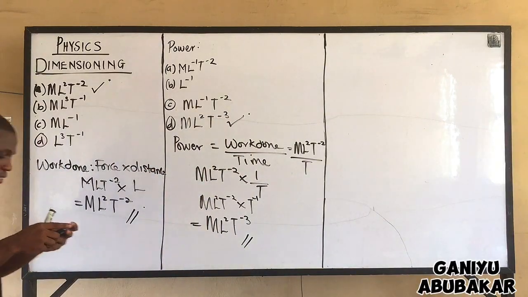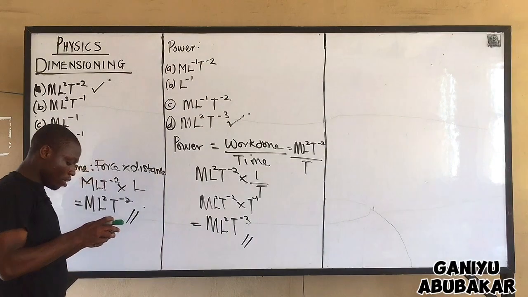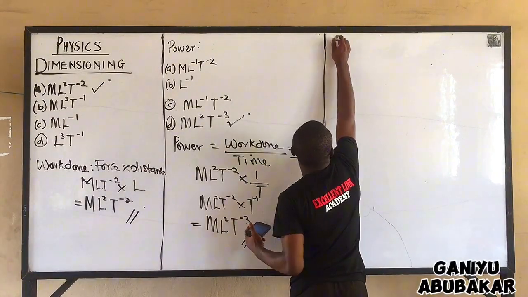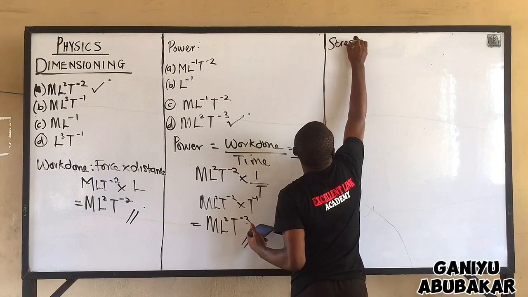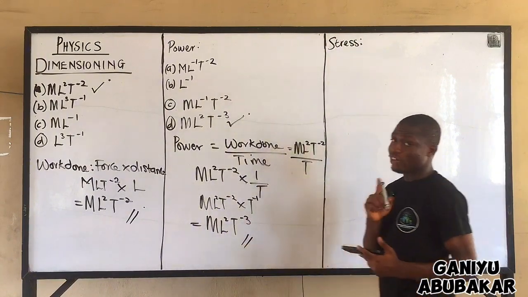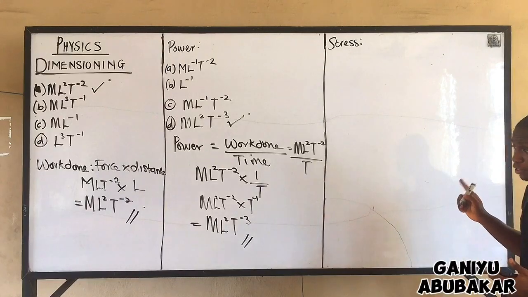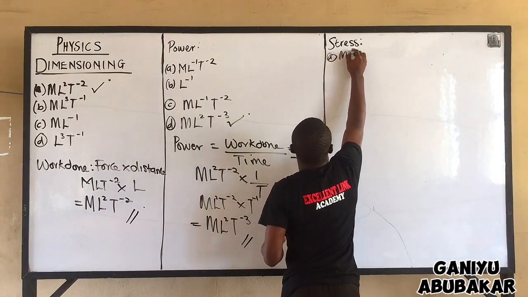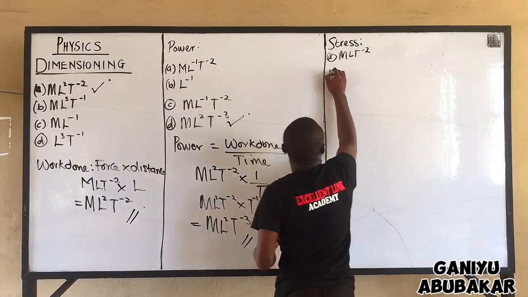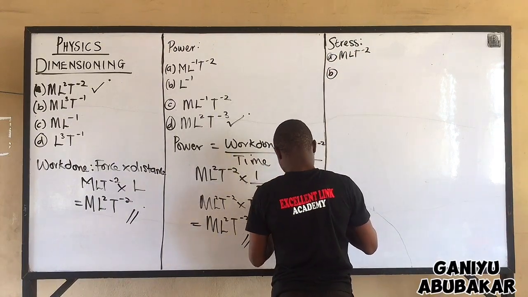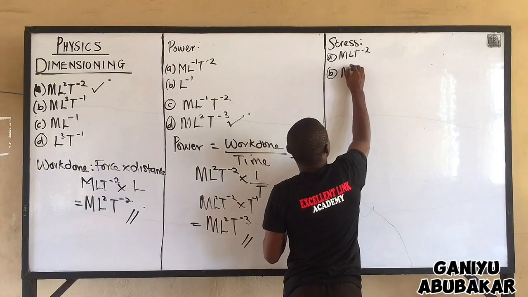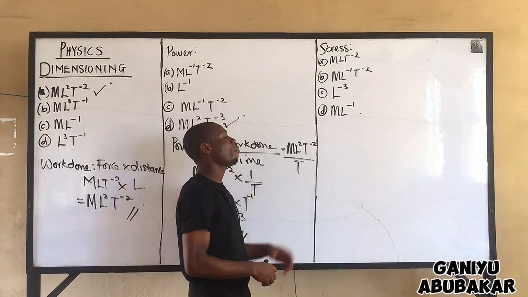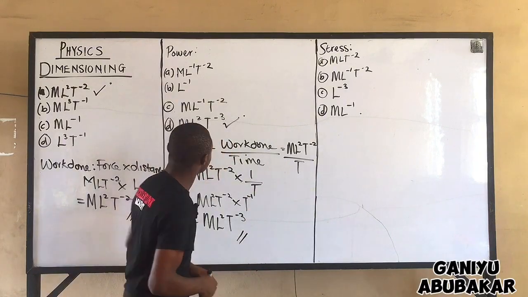So another question says, the dimension for stress is dash. Stress, not the headache you used to have at home, not that one. What's stress in the physics concept? Option A says ML to the power minus 2. Option B says ML minus 1. All right, these are simply the options for question 3.